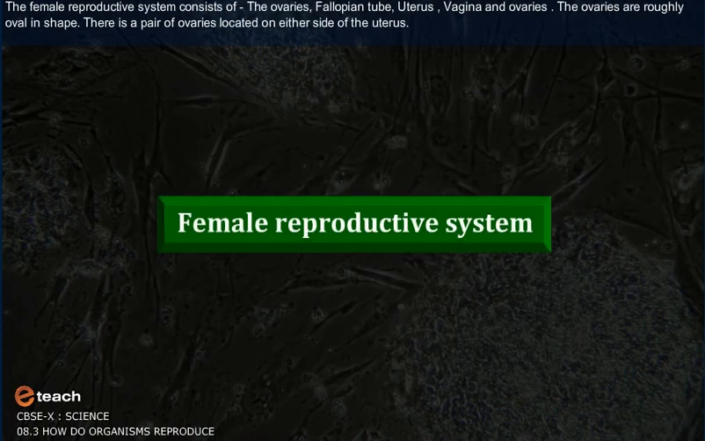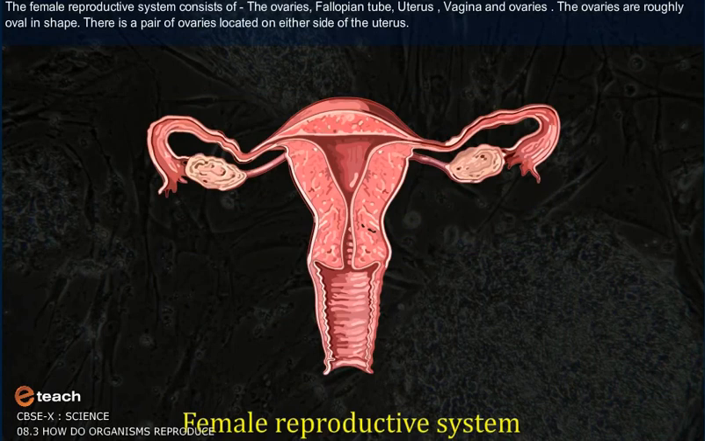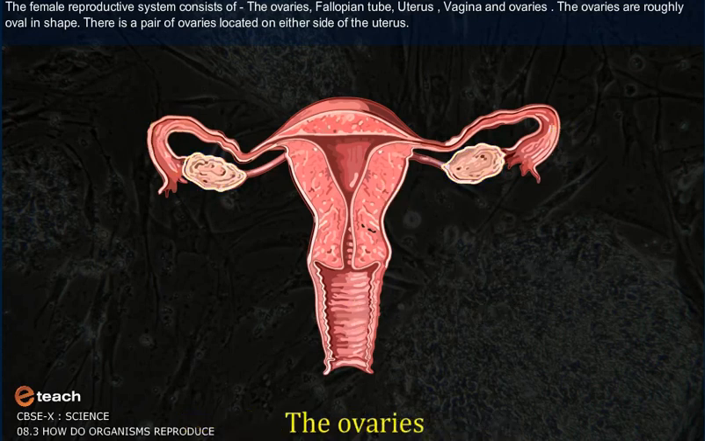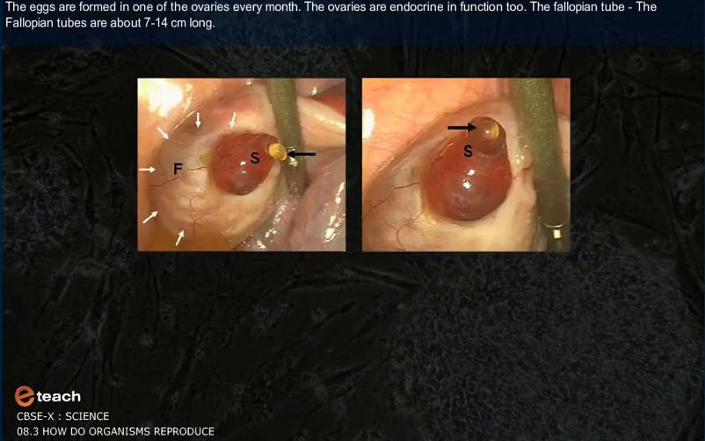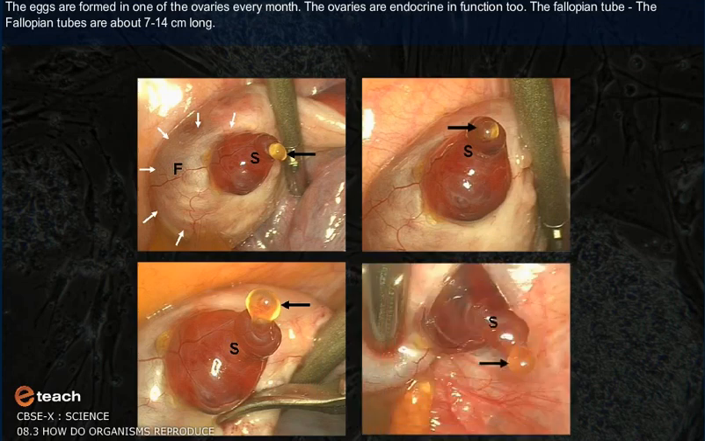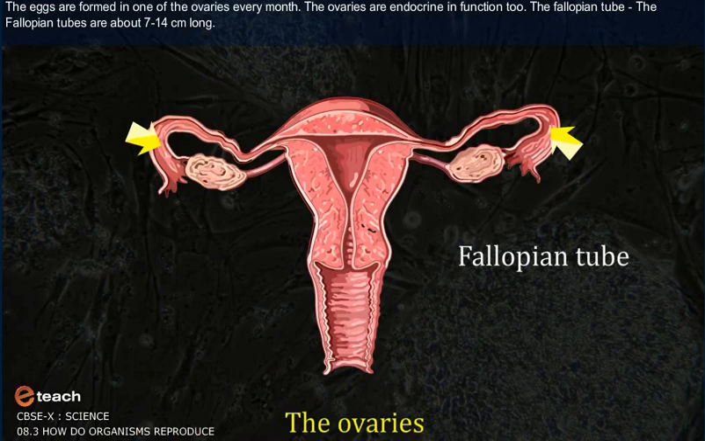The female reproductive system. The female reproductive system consists of the ovaries, fallopian tube, uterus, vagina. The ovaries. The ovaries are roughly oval in shape. There are a pair of ovaries located on either side of the uterus. The eggs are formed in one of the ovaries every month. The ovaries are endocrine in function too.